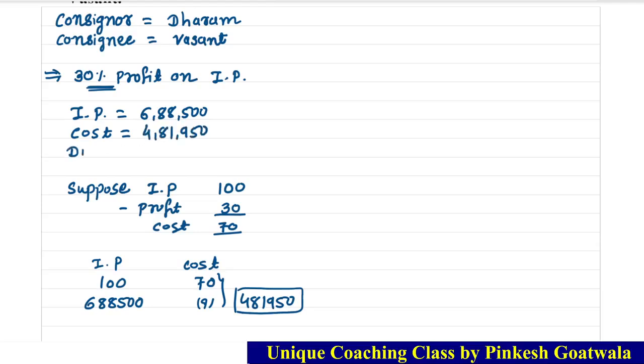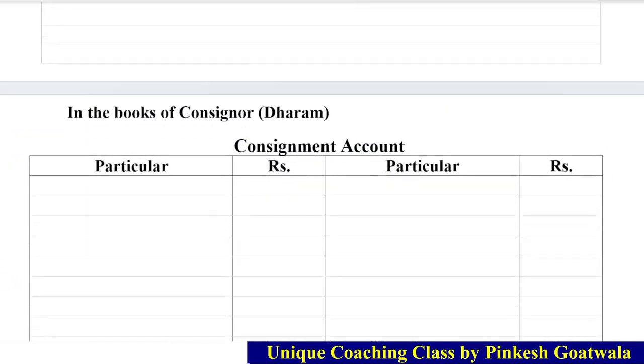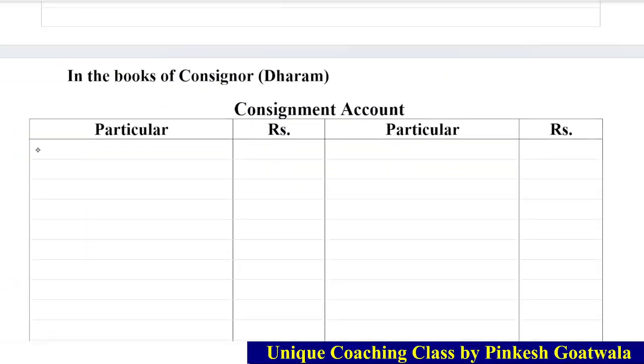So what will be now the difference? Okay, difference શું આવશે? Difference is 2,06,550. It's the difference. Now let's give the effect also. Okay, સાથે સાથે effect પણ આપી દઈએ in the books of consignor Dharam, consignment account. So here we directly get the amount.